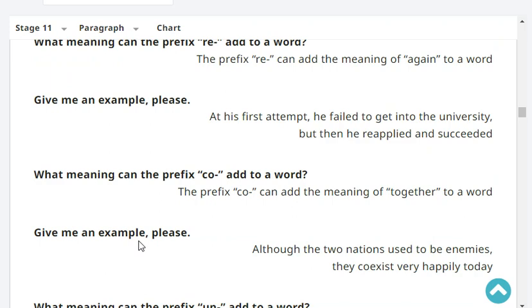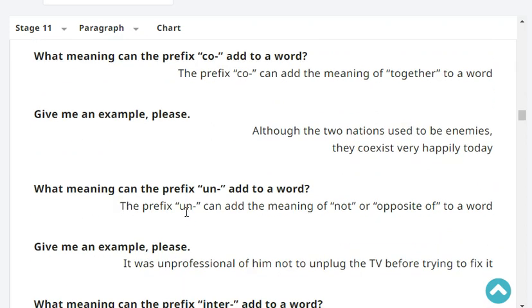What meaning can the prefix "co" add to a word? The prefix co can add the meaning of together to a word. Give me an example, please. Although the two nations used to be enemies, they coexist very happily today.